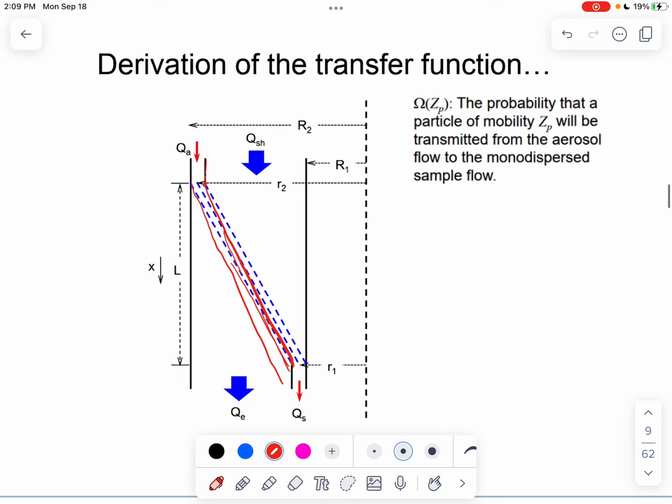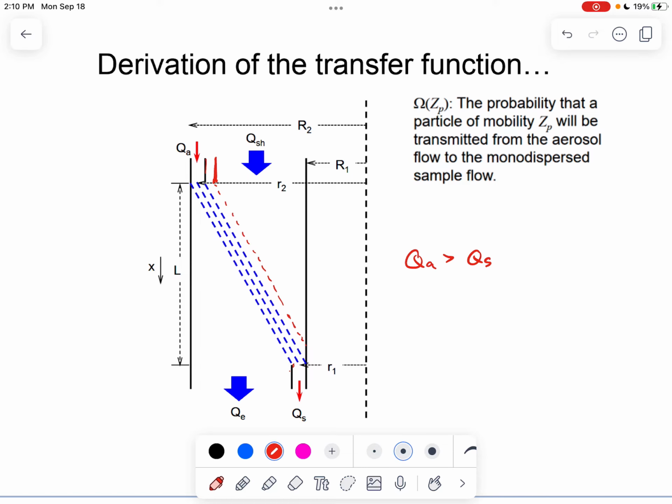If you have QA larger than QS, that means you basically have an equivalent condition where you have a wider diameter for the aerosol inlet. Because of that, you're going to have a streamline that looks like this. Which means that even at the perfect condition where you collect the particles based on their electrical mobility, not all of the particles are going to enter through this inlet here.